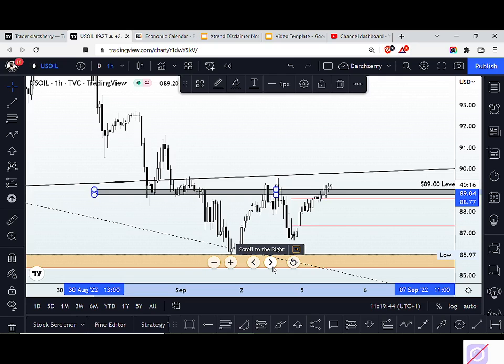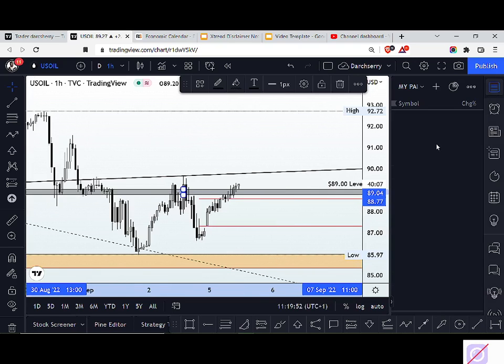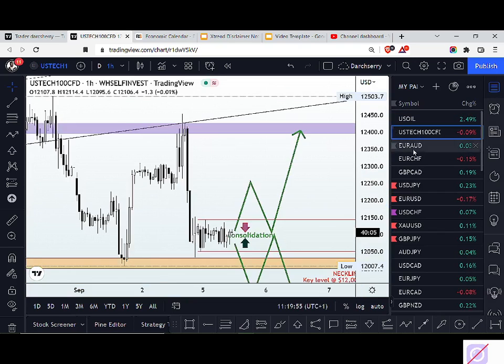All right. So, in the absence of any question, I guess we move on to the next pair. The next pair we are going to be looking at is the US Tech. So on the US Tech, what do we have here?